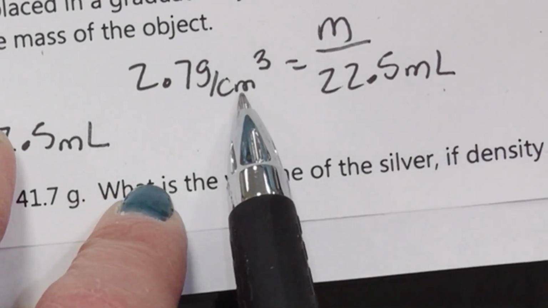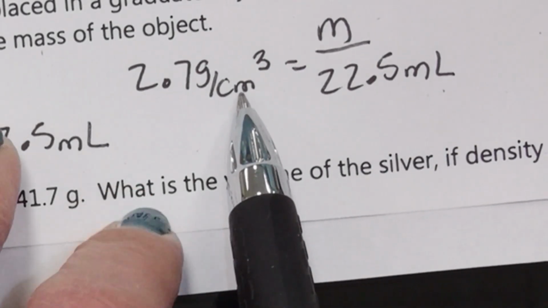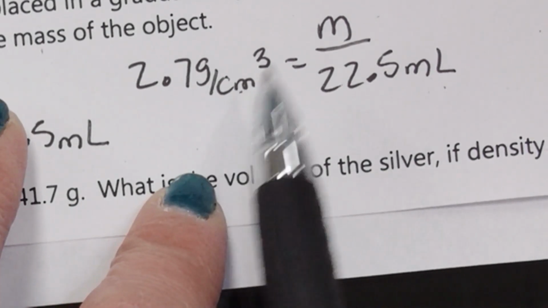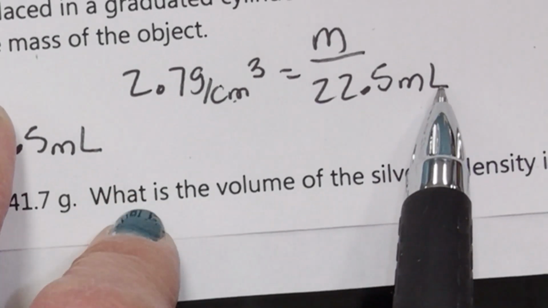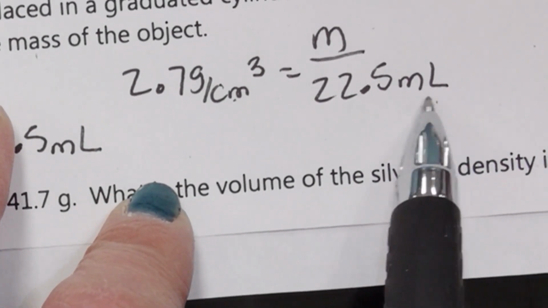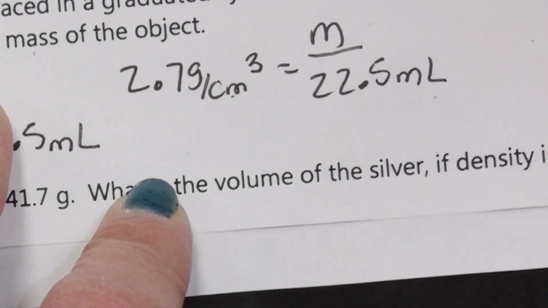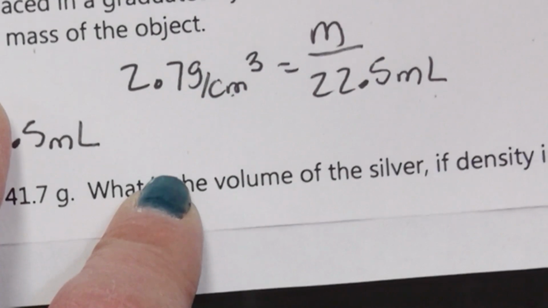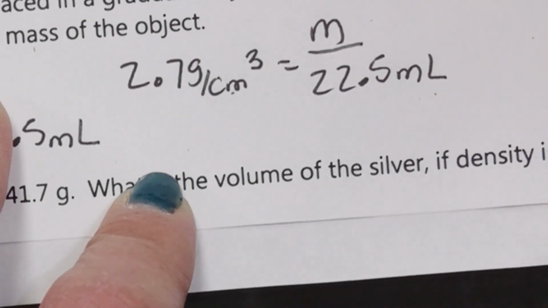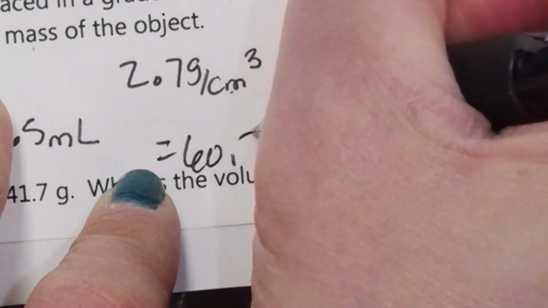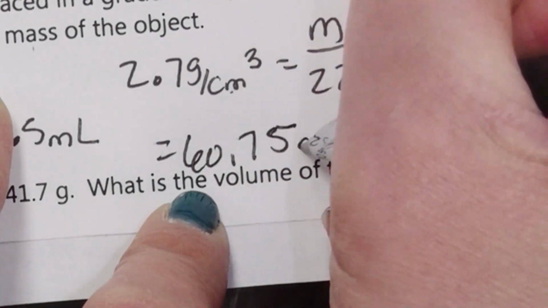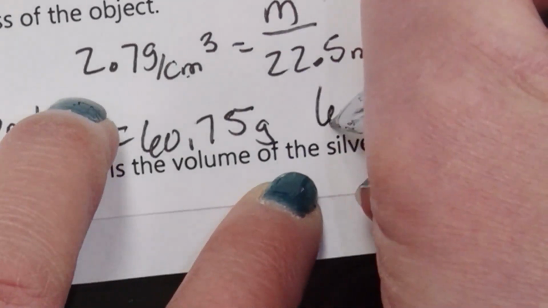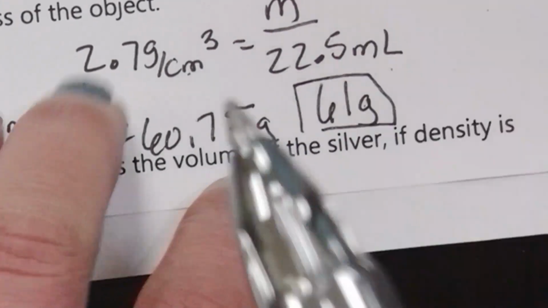We use the centimeter cubed for objects that have a regular shape, like a square. We use the milliliter if they are an irregular shaped object, okay? But these units are essentially able to cancel each other out. So when I solve here for this particular problem, I get 60.75, and my unit is going to be grams. And I'm going to put this into 2 sig figs, so that's going to be 61 grams.